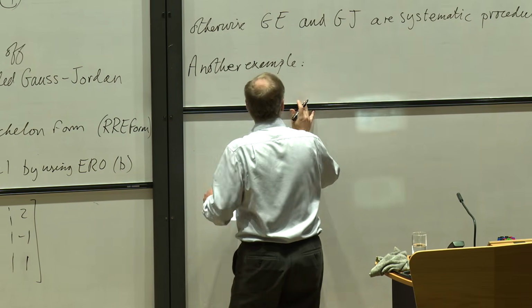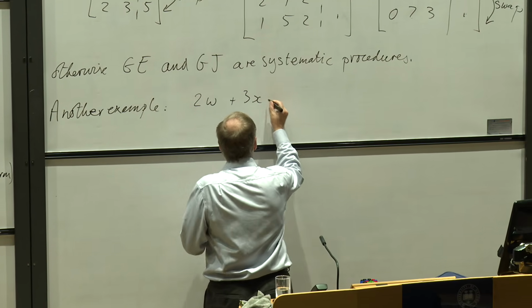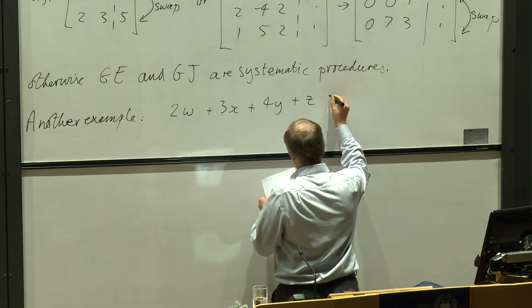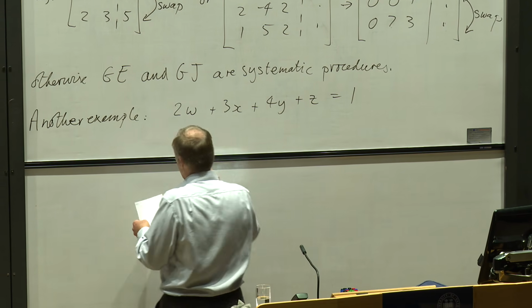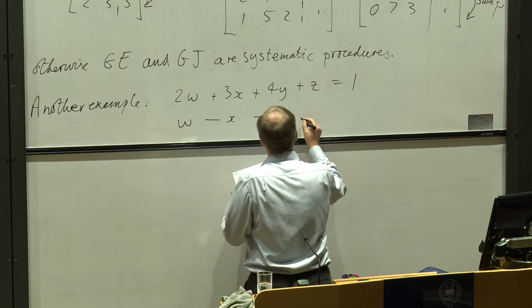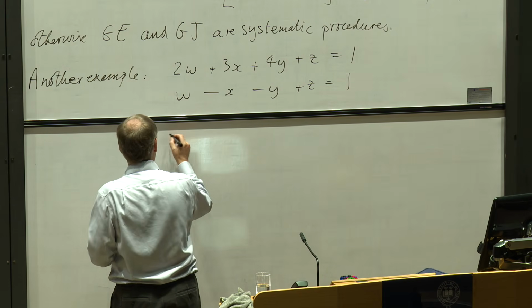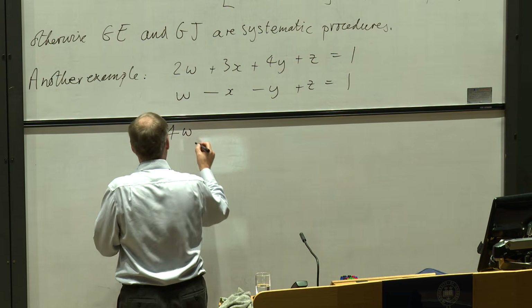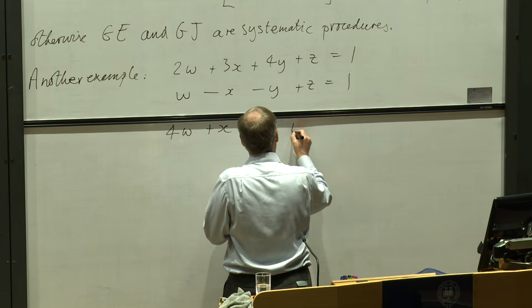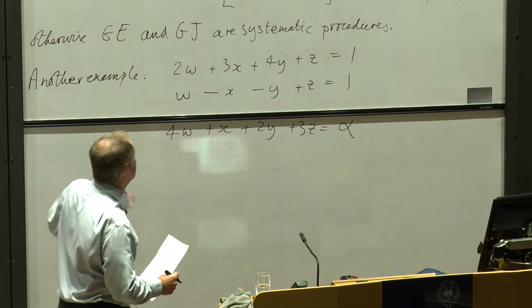Okay, so this one is going to be 2w plus 3x plus 4y plus z is equal to 1. And w minus x minus y plus z is equal to 1. And, oh, I'm sorry, I'm going on to the next board. That's fine. It's still 3 equations. 4w plus x plus 2y plus 3z is equal to, and I'm going to put in a parameter here. Let's call it alpha. Okay?